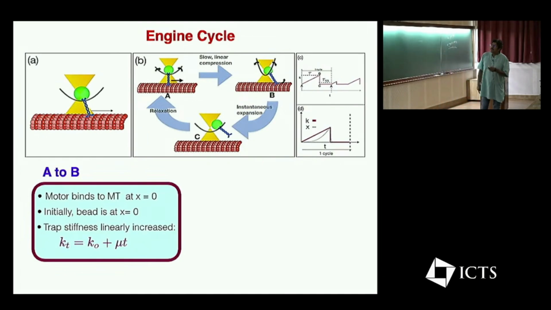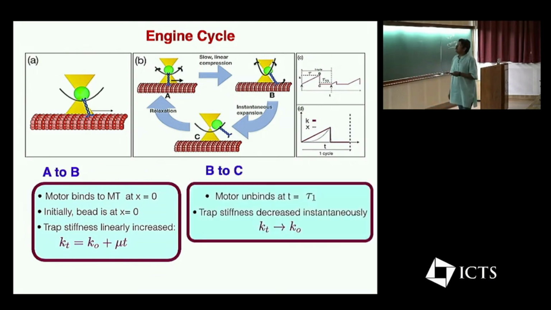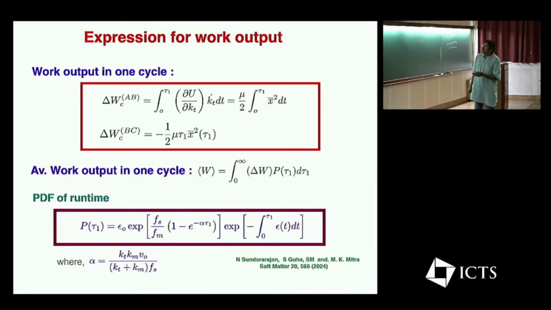So what is the engine cycle we have in mind, which is feedback control? Imagine that at the starting point, you have this bead and the motor attaches at the trap center, at x equal to 0. The moment it attaches, the trap stiffness is changed linearly from some value k0, until the motor walks a certain distance. Then, stochastically, the motor detaches, and the moment it detaches, you instantaneously change the trap stiffness back down to k0, and finally the cargo relaxes to the trap center. That completes one cycle, and one can calculate the work done. These are the three processes, and one can find the expression for the work output in one complete cycle. But remember, this is a stochastic quantity, in the sense that the binding and unbinding times are stochastic events.